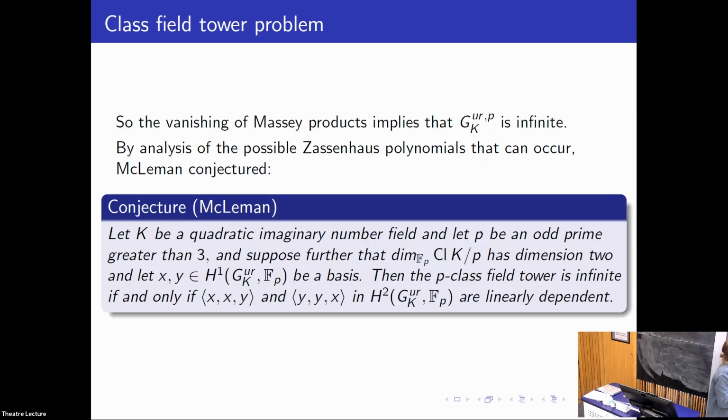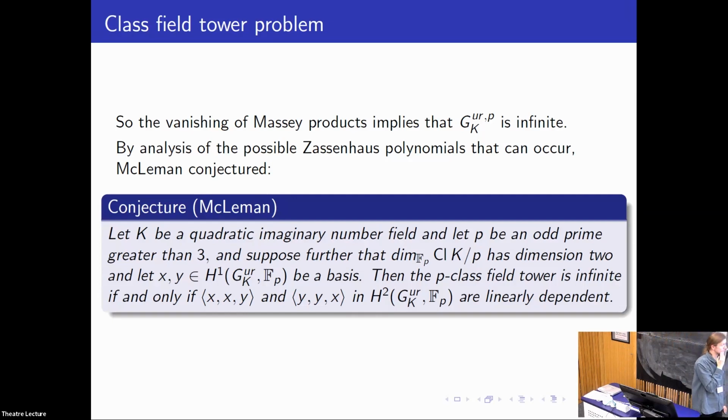Then he conjectured that the p-class field tower is infinite if and only if these two elements, the Massey product of xy and the Massey product of yx, in H2, are linearly dependent. So linearly dependent if and only if infinite. That's a conjecture. And clearly if this was true, it would be a fantastic statement because we would put some order into the p-rank equal to 2 situation for quadratic imaginary number fields.